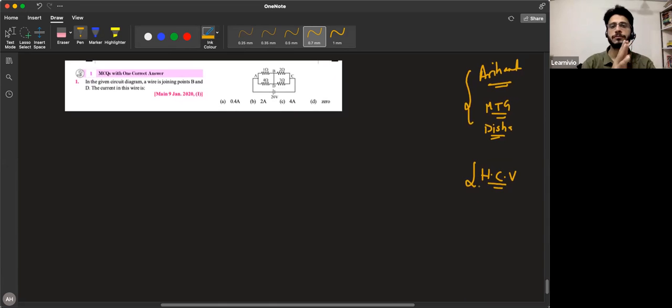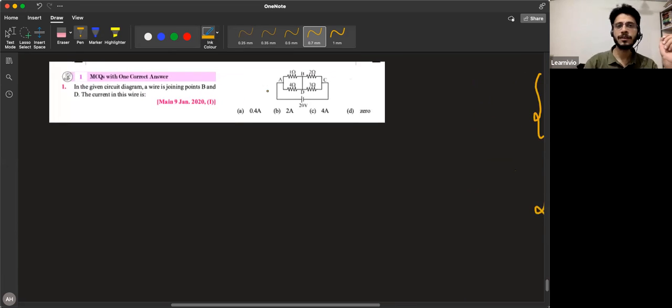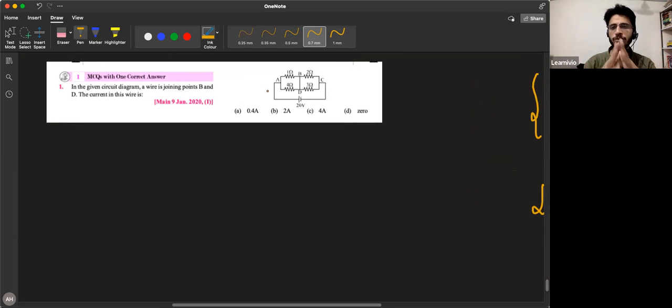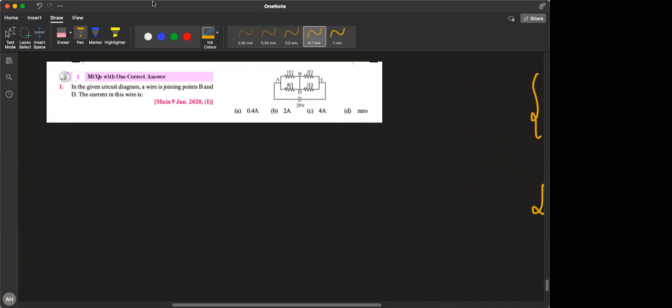Actually, do it and tell me what's the answer. See, 90% of the questions of JEE Mains, you can solve just based on your NCERT, if you know your NCERT well. Okay, Noah.